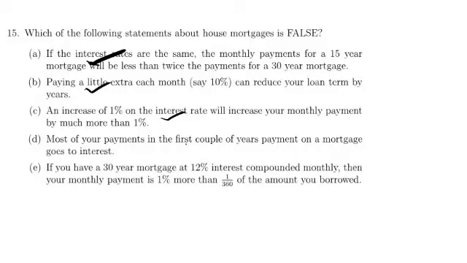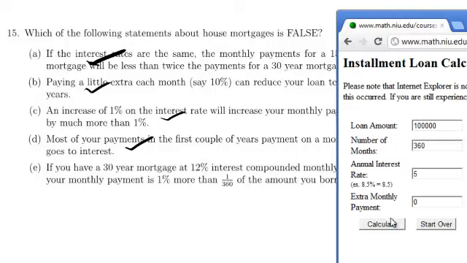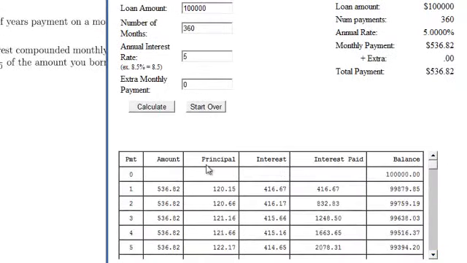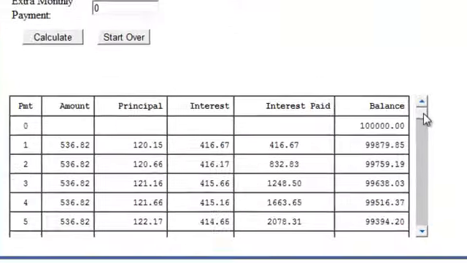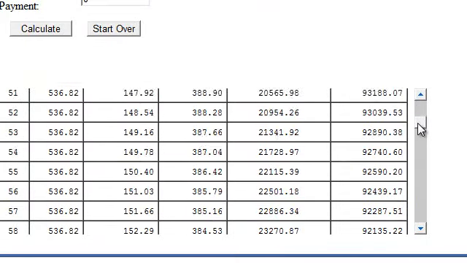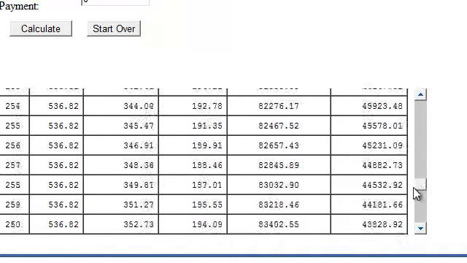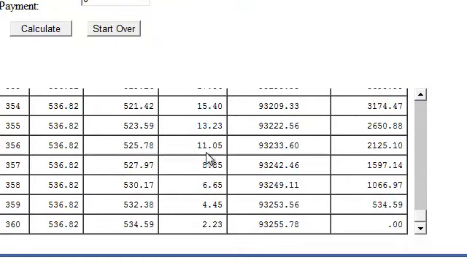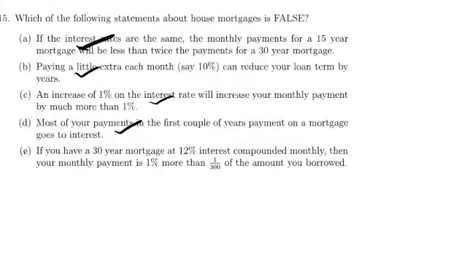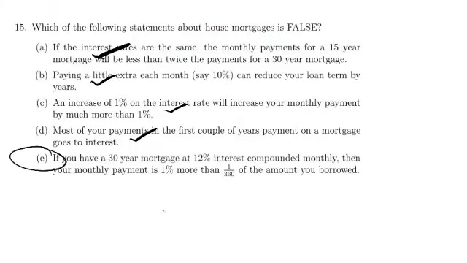Now, most of your payments in the first couple of years on a mortgage go towards interest. Well, that's true. Take a look at this again. Your first monthly payment is $536, but 416 of that goes towards interest. Notice that as time goes on, the amount in this column going towards interest gets lower and lower. Your last few payments are almost all principal, with almost none going towards interest. So D is true, and by process of elimination, E is going to have to be the false one.